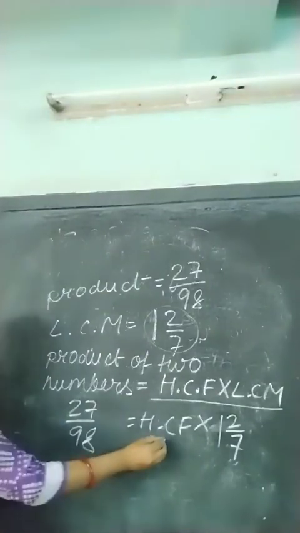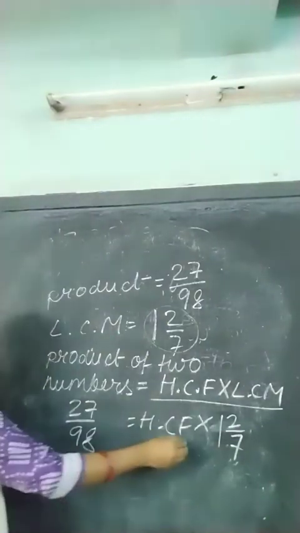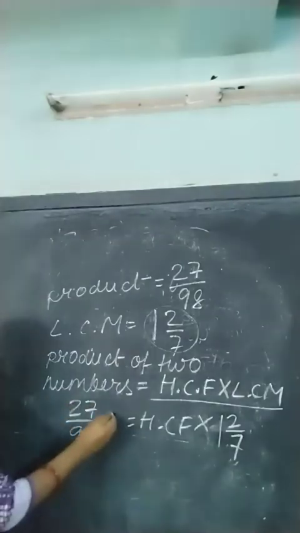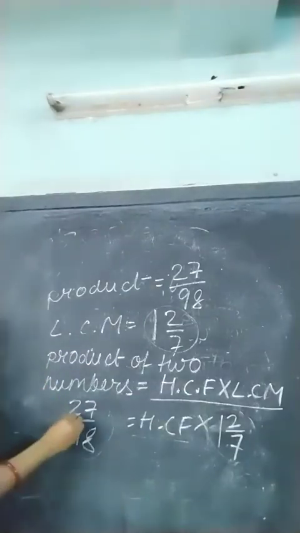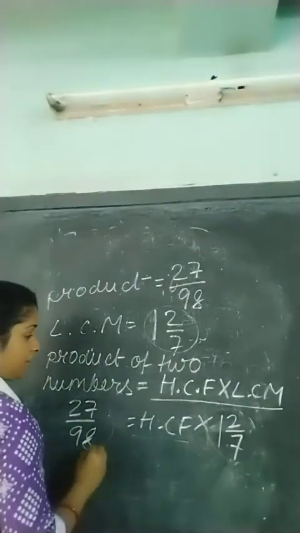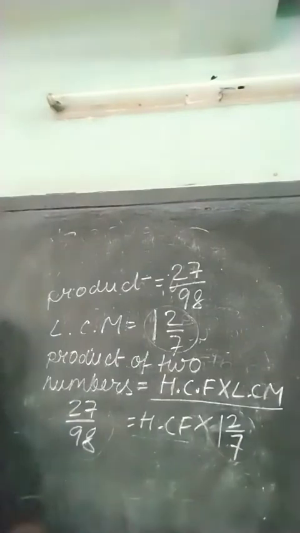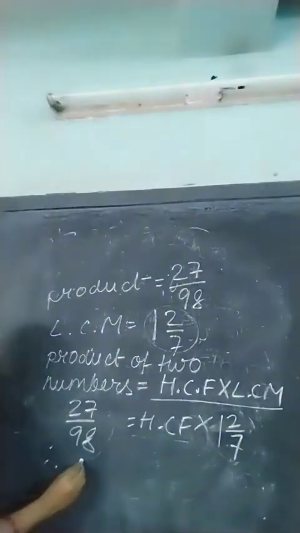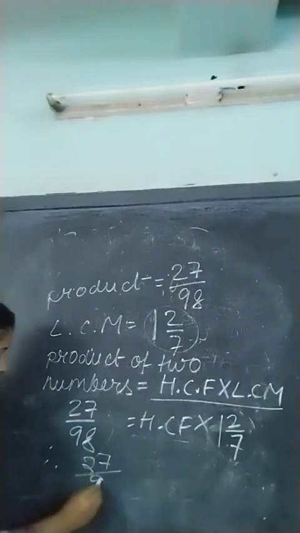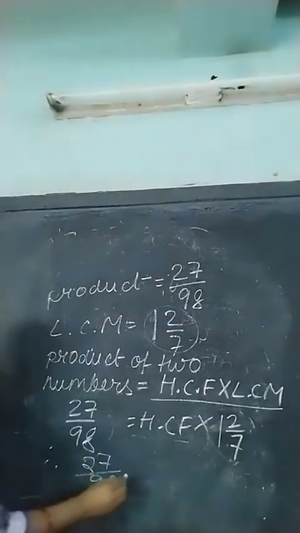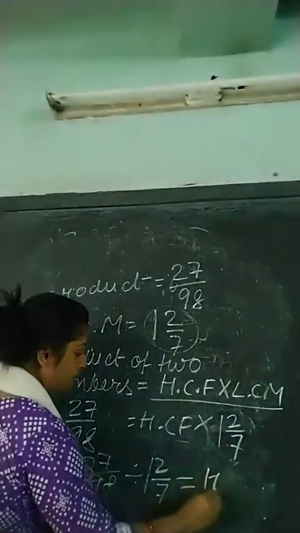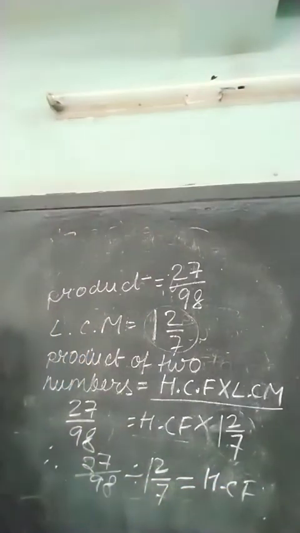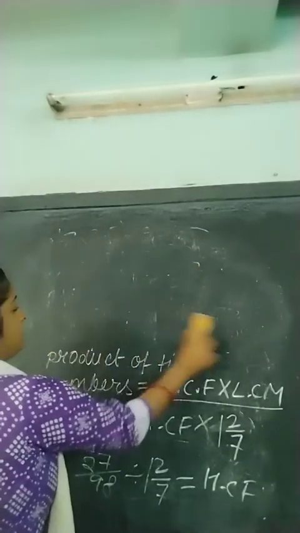Therefore, how will we find out this HCF? We have to divide this number by this number. We have to divide 27 by 98 by 1 whole number 2 by 7. That is, 27 by 98 divided by 1 whole number 2 by 7 is equal to the HCF. Now we will do the calculation and find out the HCF.